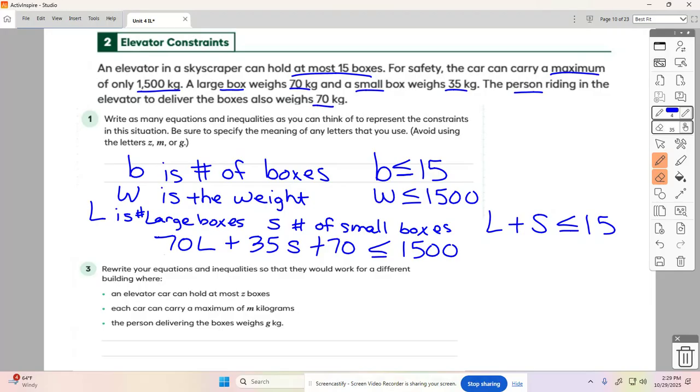If you have the person in there with them, you can only have 14 big boxes. That's not what the constraint says. It said you can only have 15 boxes, but you also have to have one human, and they're the same weight.